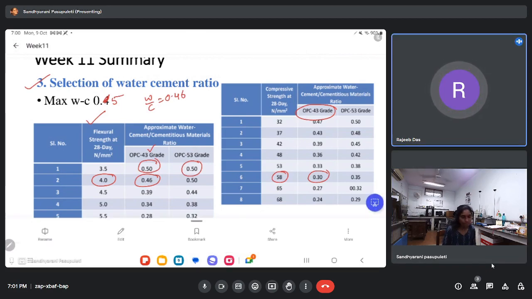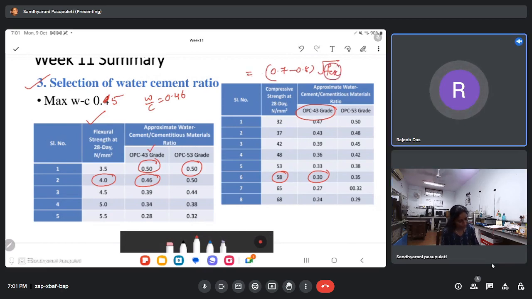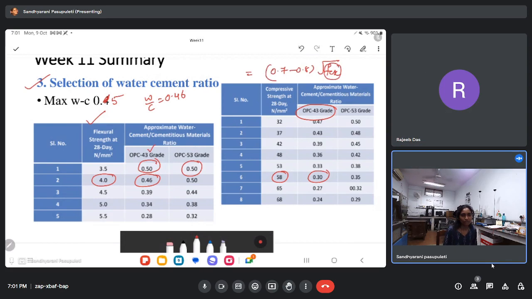Okay, madam, one thing: how is flexural strength correlated with compressive strength? How do you relate that? Say if the flexural strength is 7, what should be the grade of concrete? Yes, sir. Usually we have an empirical relation: 0.7 to 0.8 into root F_CK, where F_CK is the characteristic strength. If we know the characteristic strength, we can calculate the compressive strength from the target strength. Usually we take 0.75 times.